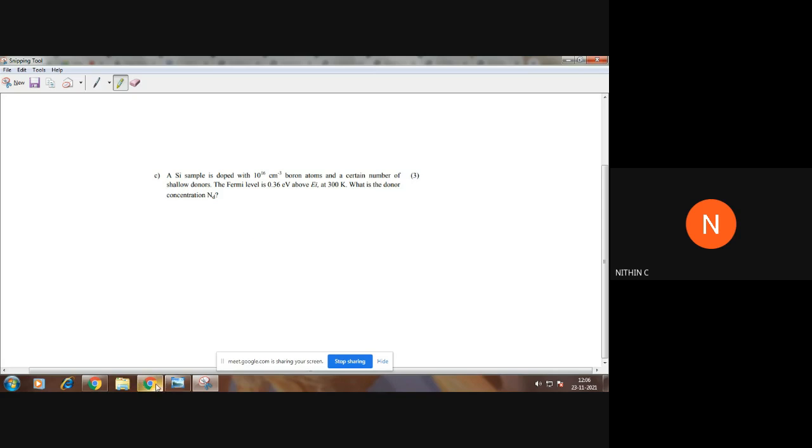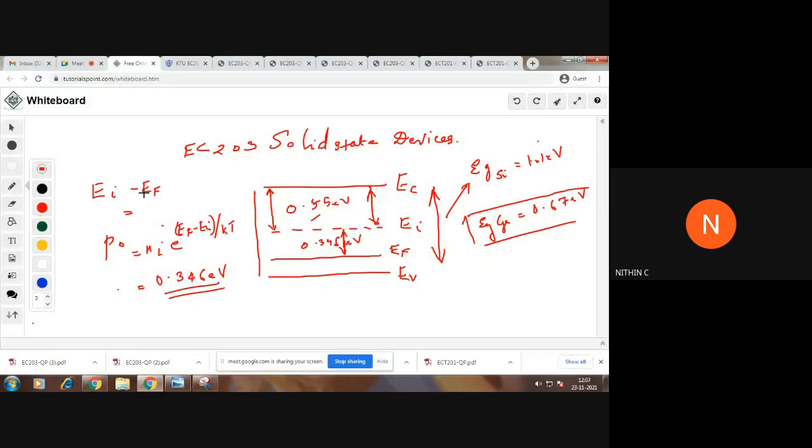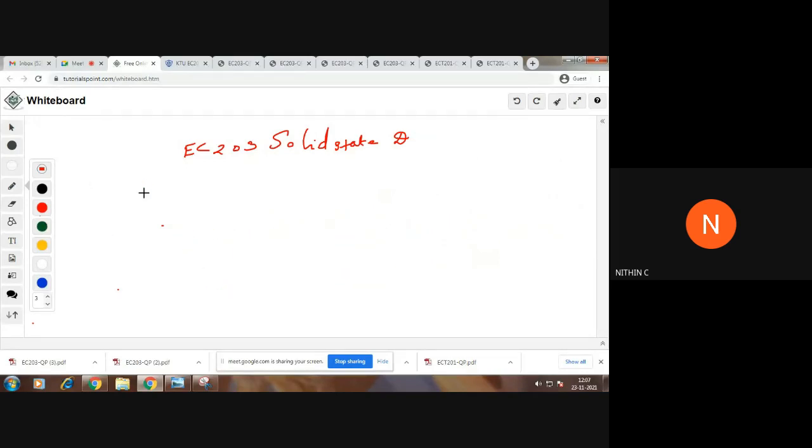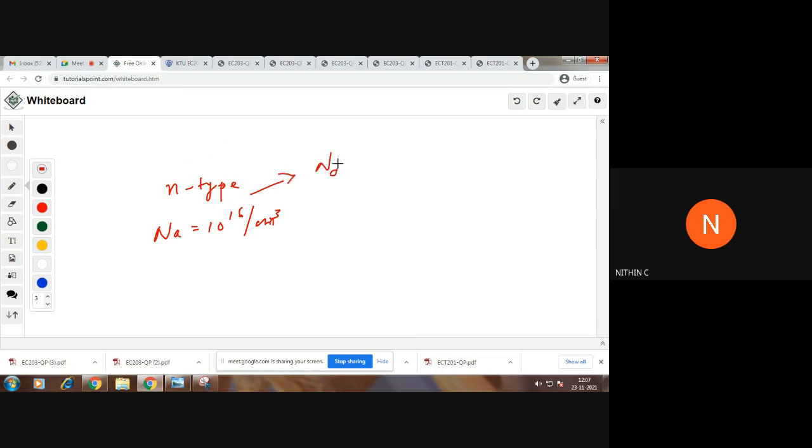Okay, so have you written the question completely? I hope you have written the question. The material is N-type, that you understood. You are given the acceptor concentration, that is the Na value is given as 10 raised to 16 per centimeter cube. We know that if you need an N-type material, it should be doped with Nd. Nd should be there.